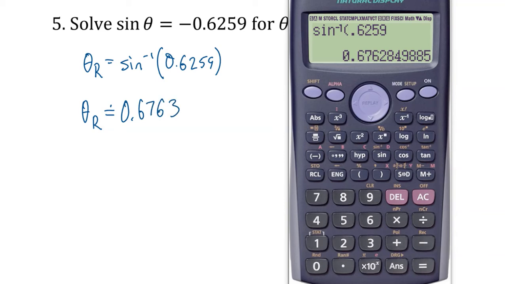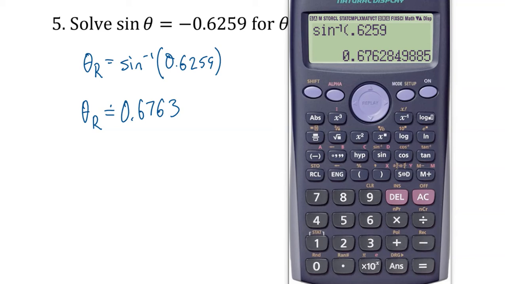0.6763. I'm keeping 4 decimal places, but really I'm going to keep that answer on my calculator so I'm not rounding until the very end. That way I know that my answers will be perfectly correct to 4 decimal places. It doesn't say in this question, but usually we do 4 decimal places.